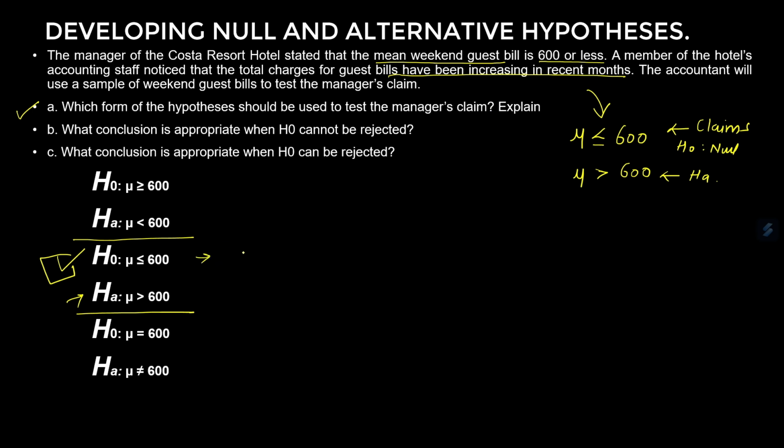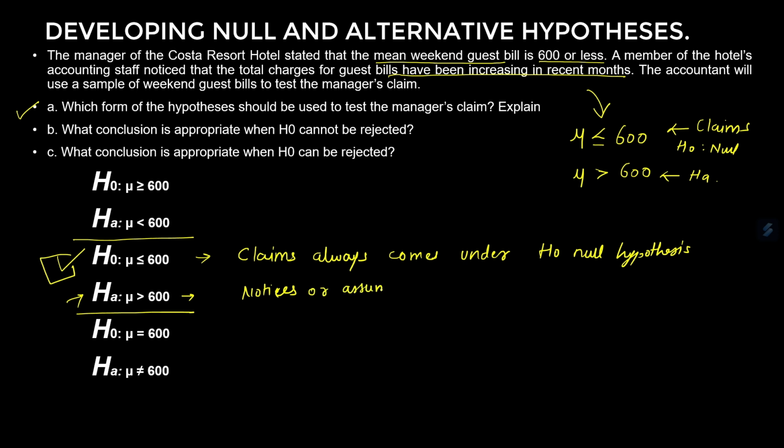So I will write it down as: claims always come under H0, which is the null hypothesis. This is the explanation which you can write. And notices or assumptions come under the alternative hypothesis.